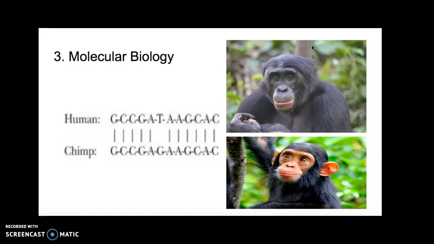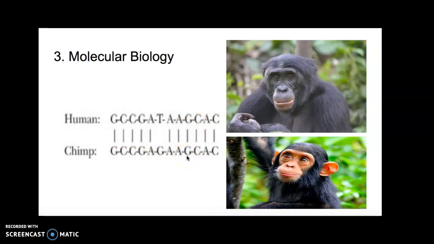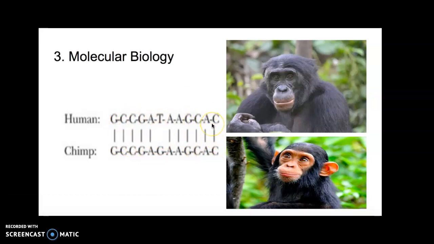Molecular biology is another piece of evidence that evolution is a thing, because we can look at human DNA and compare it to chimp DNA, and we notice that a lot of the letters are the same. Geneticists can take gene sequences, match them, and see how many letters are the same in our DNA. And the numbers show that we're about 99% similar.